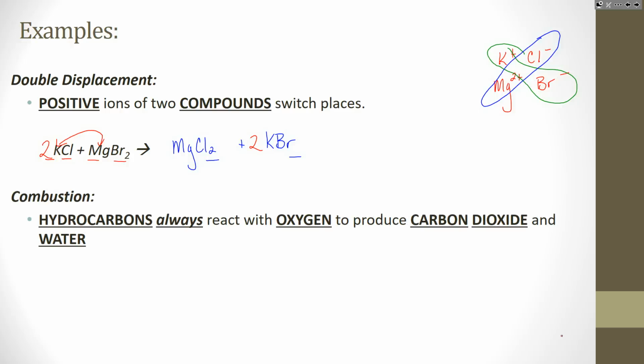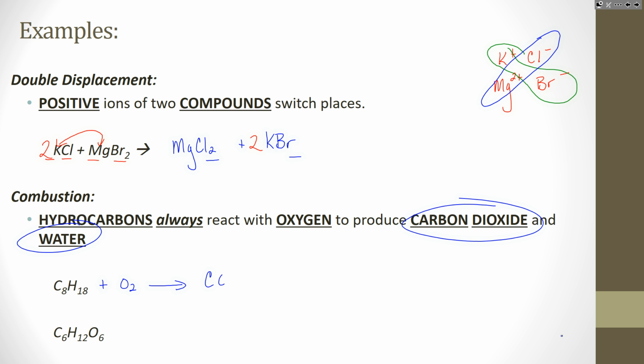Now, combustion reactions should be the easiest of all of them to predict because the products never change. I find that lots of students get confused though. We're always reacting these hydrocarbons, and we're reacting them with oxygen. That's what combustion is all about. You're taking a hydrocarbon and reacting it with oxygen gas, and you're always making carbon dioxide and water.